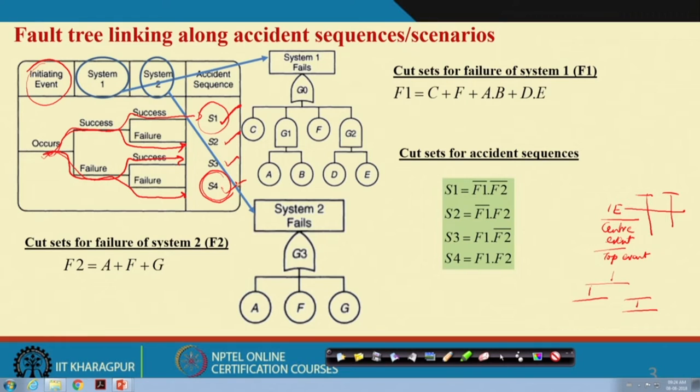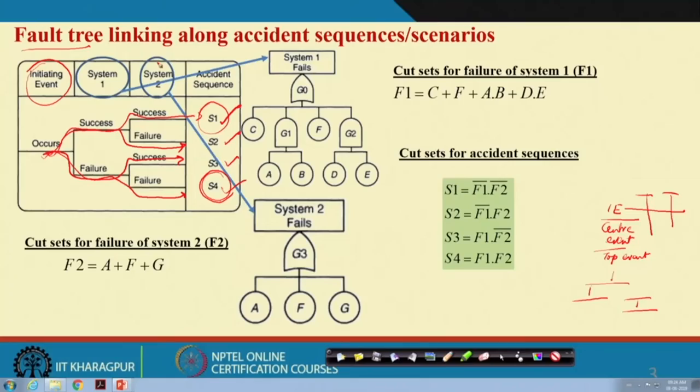Okay. Now, our job here is to link the fault tree with this sequence. So, how do you link? The failure of system 1 or failure of system 2 depends on some other subsystem, component, or some other root causes. As a result, you can develop the fault tree for failure of system 1 as well as the fault tree for failure of system 2.